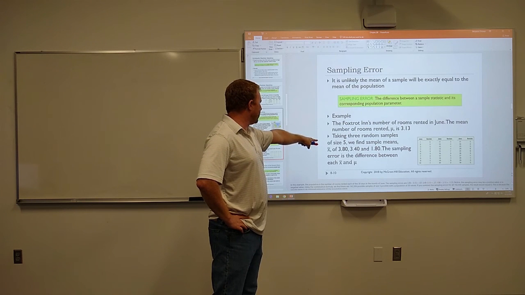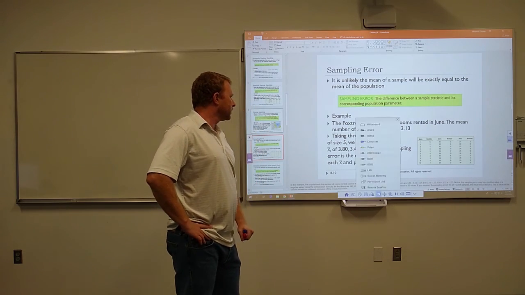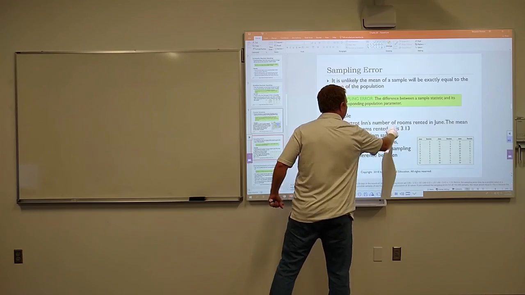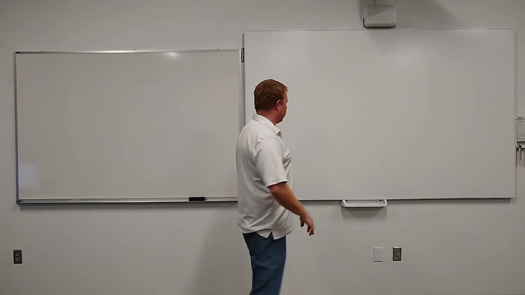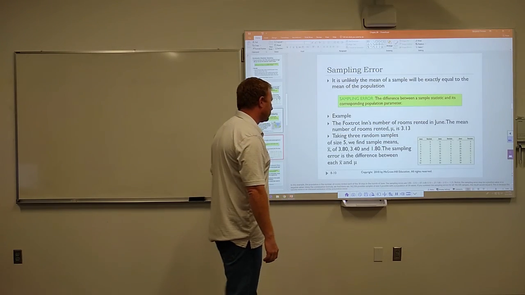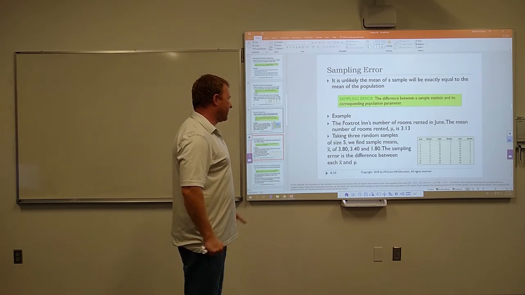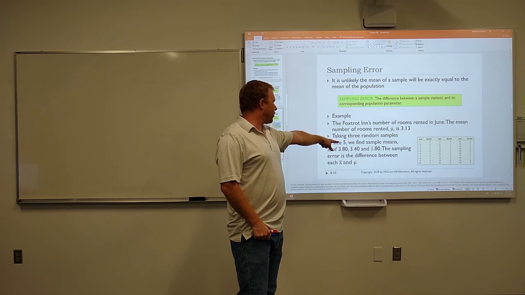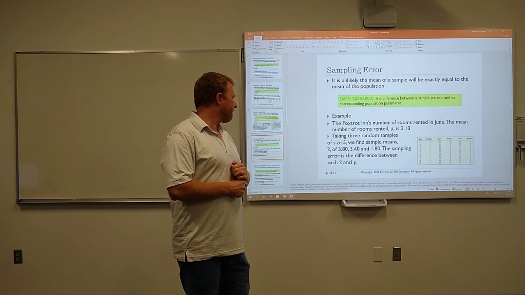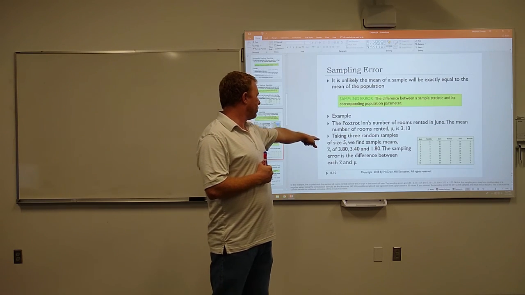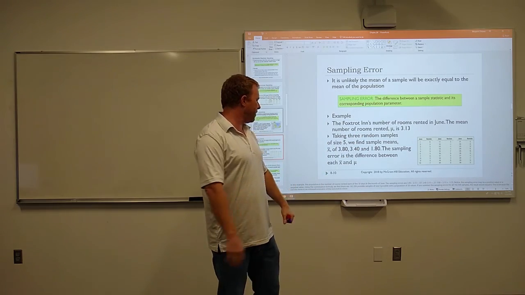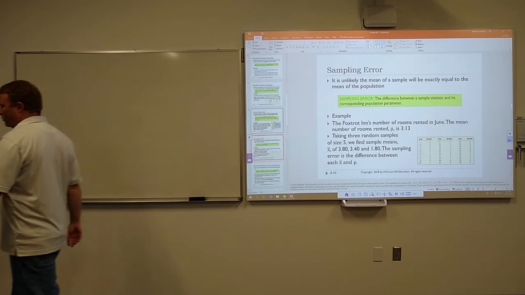The sampling error is going to be 0.67, isn't it? See, I didn't do that. Okay. The second one, the sampling error is going to be 0.27, yeah? And the third one's going to be 0.33, yeah? Okay. The positive 0.33, negative 0.27, and negative, because, well, it depends on how you look at it. But that's just the difference, okay? All right. The sampling error.